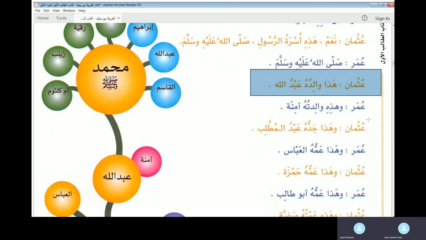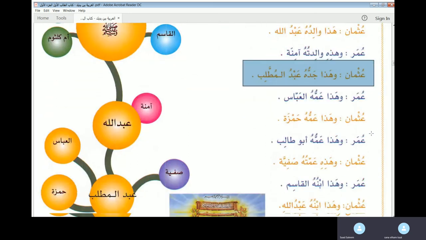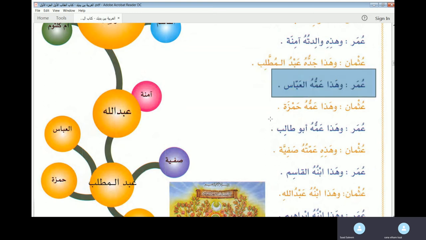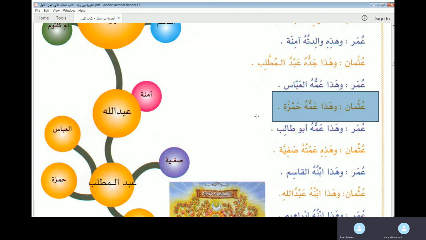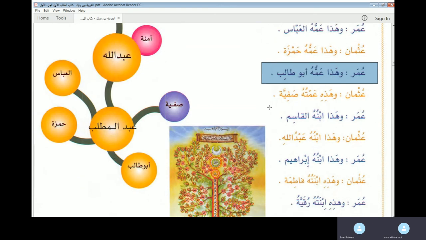Haza walidhu Abdullah. This is his father, Abdullah. Wa hazihi walidatuhu Aminah. And this is his mother, Aminah. Wa haza jadduhu Abdul Muttalib. And this is his grandfather, Abdul Muttalib. Wa haza ammuhu Al-Abbas. And this is his uncle Abbas. Wa haza ammuhu Hamza. And this is his uncle Hamza. Wa haza ammuhu Abu Talib. And this is his uncle Abu Talib.